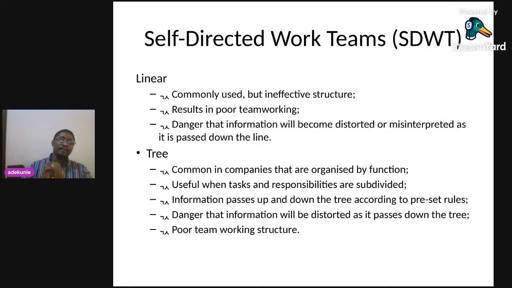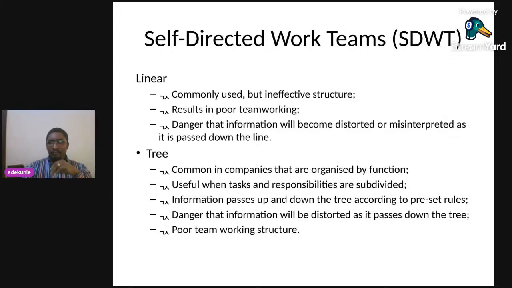But the tree form of communication is common in companies that are organized by function. Usually, when tasks and responsibilities are subdivided, information is passed up and down the tree according to preset rules, and there is danger that information will be distorted, especially when the tree chain is actually long, then of course you can have the disadvantage of what we call a poor team working culture.